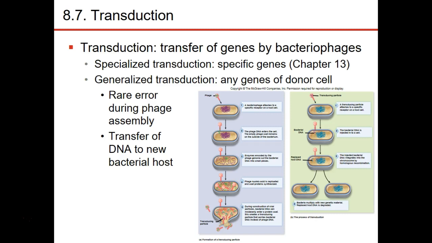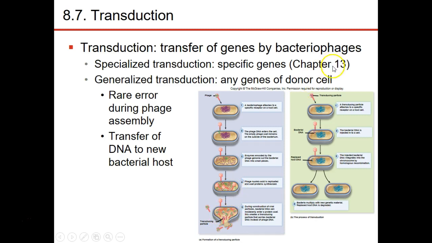So what happens in generalized transduction is a bacteriophage infects a bacterial cell. The viral DNA moves in, cuts up all of the bacterial DNA, uses the bacterial machinery to produce new viruses, and then viral DNA is pulled in, except sometimes that doesn't happen. Sometimes bacterial DNA is pulled in by accident. And so here you see a virus with bacterial DNA, the purple DNA.